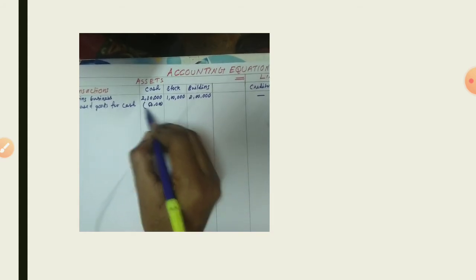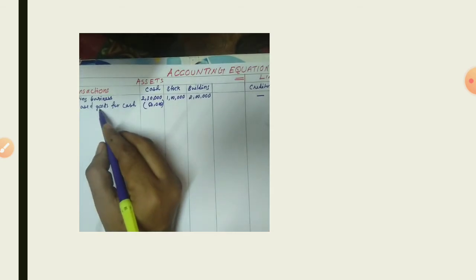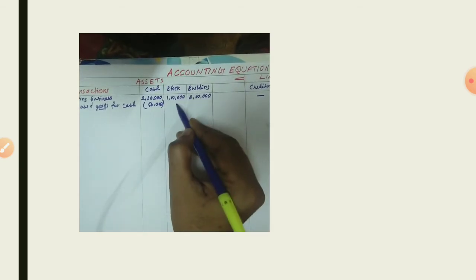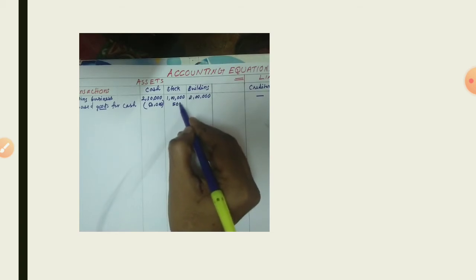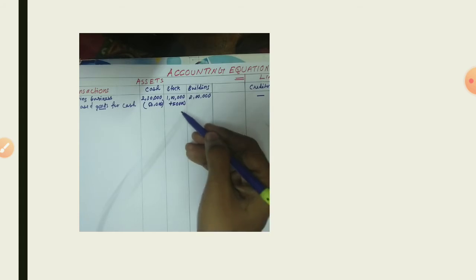So one item is going: 50,000 cash is going. But at the same time, what is coming? Goods. Goods is known as what? Stock. So we have to plus 50,000 here. Okay, so these two aspects will be there.